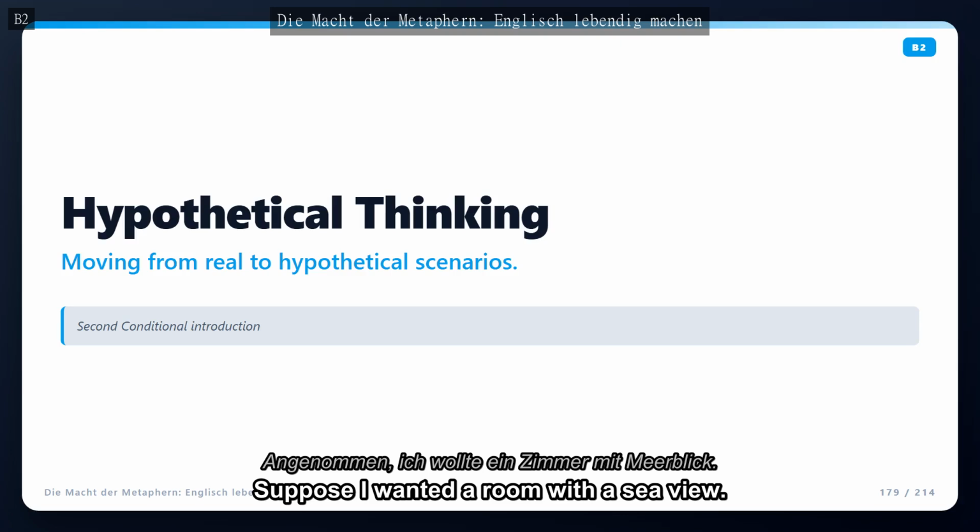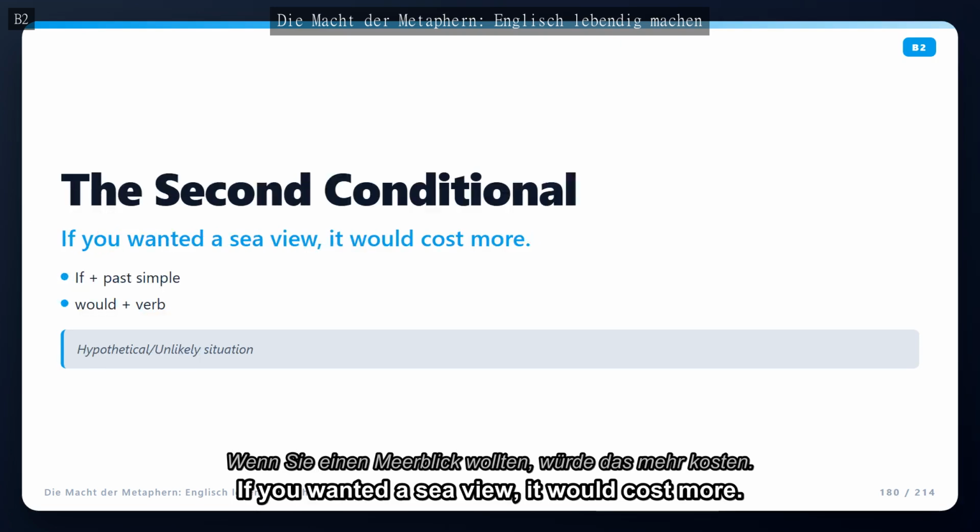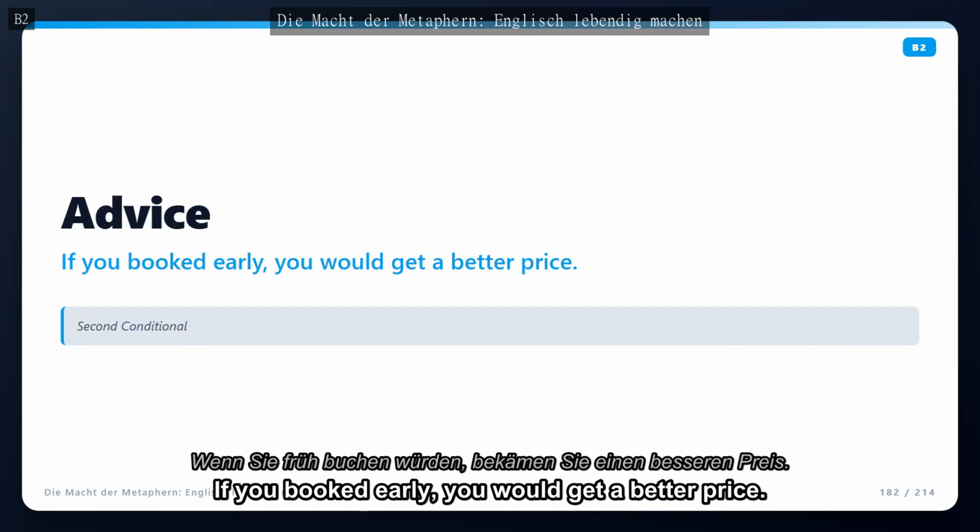Suppose I wanted a room with a sea view. If you wanted a sea view, it would cost more. Would I need to book it in advance? If you booked early, you would get a better price.